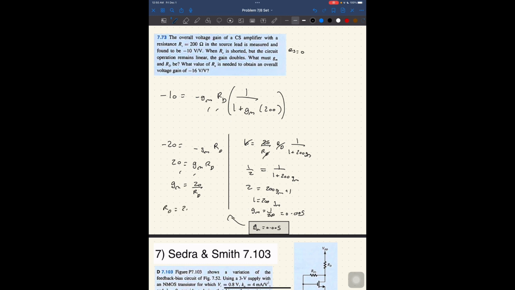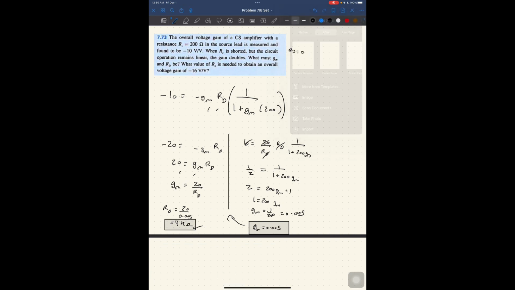RD is equal to 20 over 0.005, which is equal to 4 kilo ohms. And having said that, I have finished the first part of the question. Let's move on to the second part of the question.